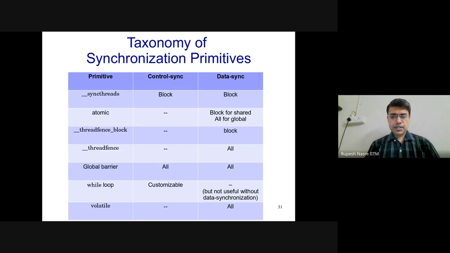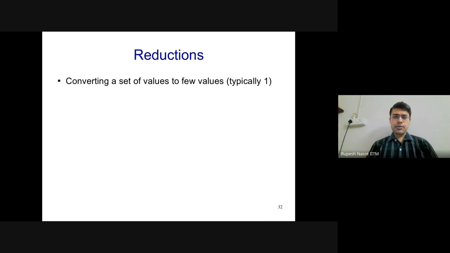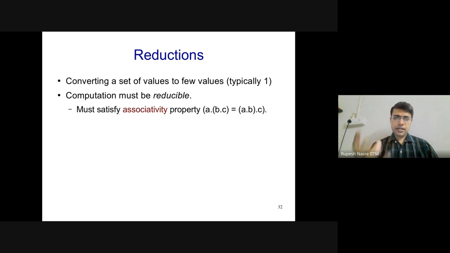I'll skip this. Let's come to a little bit on the reduction. Reduction essentially means that I have multiple values and I would like to reduce those to a few values, typically one. The computation must be reducible, which means it must follow the associativity property, which says that it doesn't matter in which order I apply the operator. In this case, dot is an operator, and the parentheses only decide the order in which the operator is applied. Whether I do a dot b first or b dot c first, it doesn't matter as long as the operand order remains fixed, and I get the same value.